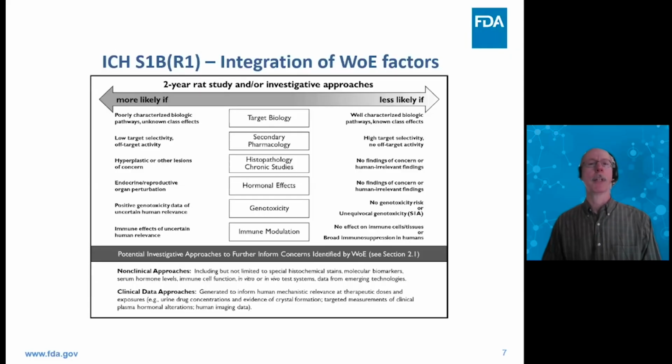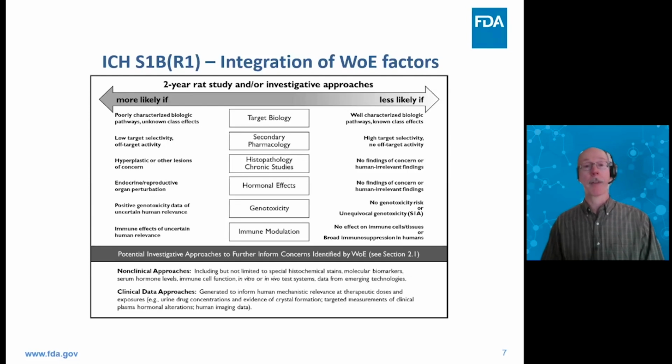And so the approach would be that the sponsor would have information to address each of these factors, and they would weigh that information to determine whether it supports that it is less likely to need a 2-year rat study or more likely to need a 2-year rat study. So for example, if you look at target biology, if this target is a well understood target, perhaps there are other molecules, drugs in the class that affect this target, then there's a good understanding of what the biology of the pathways are and their relationship to carcinogenicity, well, then that would support the conclusion that a 2-year rat study is less likely to be needed.